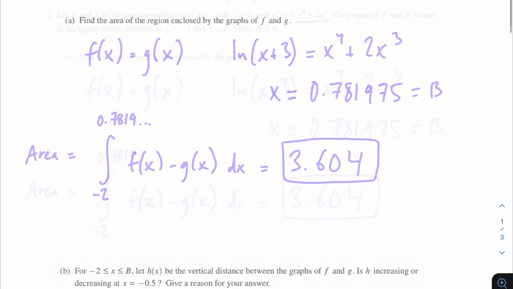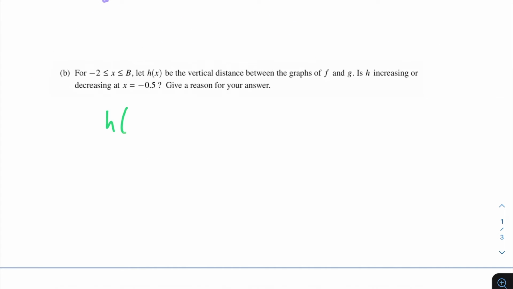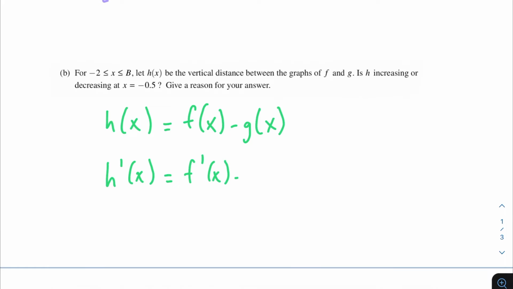Okay, so if we're defining h of x to be f of x minus g of x, remember, it's the vertical distance between the two graphs. Now we need to find the derivative of that. So if we take the derivative of this side, we're going to have to take the derivative of the other side as well. What this looks like is it's just going to be the derivative of f minus the derivative of g. And then since we're actually given a point, we can just plug that into our h prime.